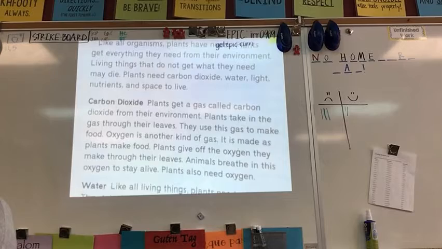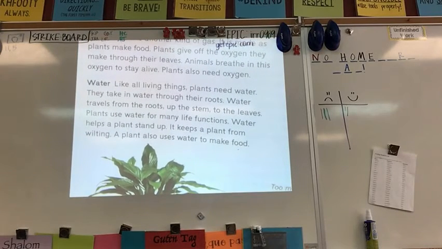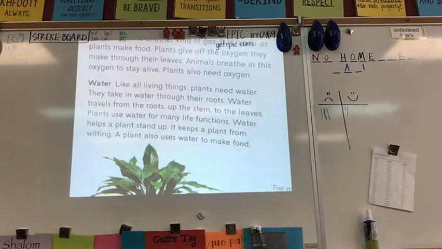Thing numero dos. Based on my bold word heading, what is the second thing they need? Water. Like all living things, plants need water. Group 4, you may go wash your hands. They take in water through their roots. Water travels from the roots, up the stem, to the leaves.